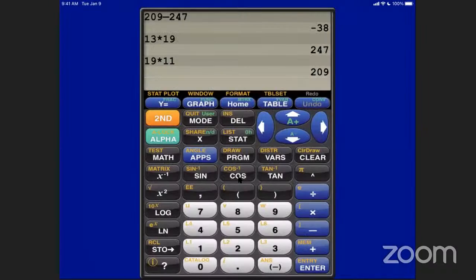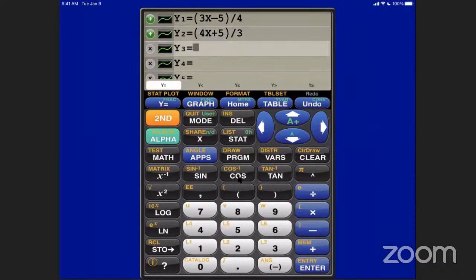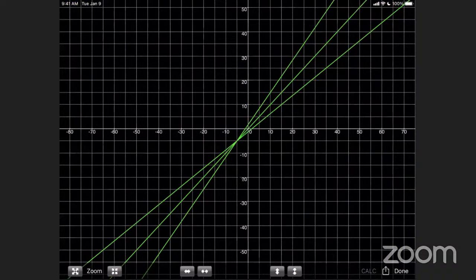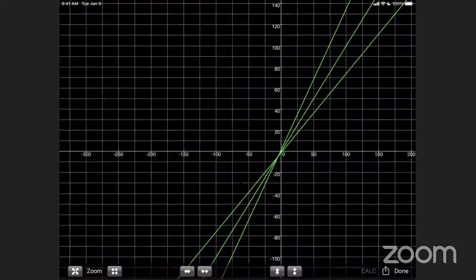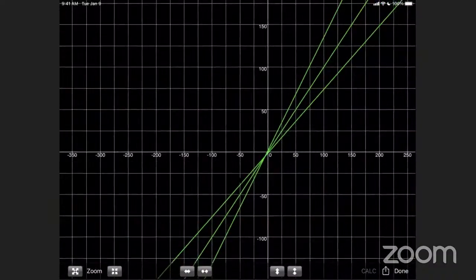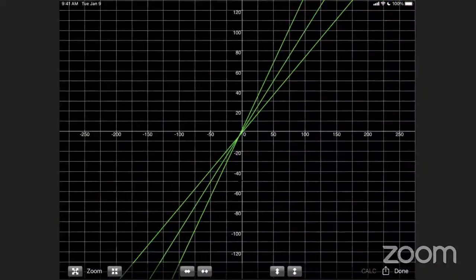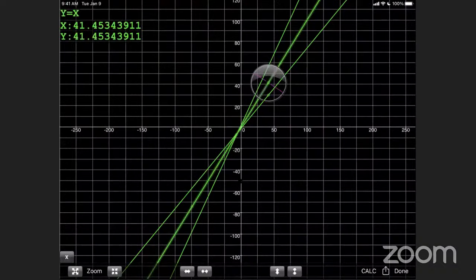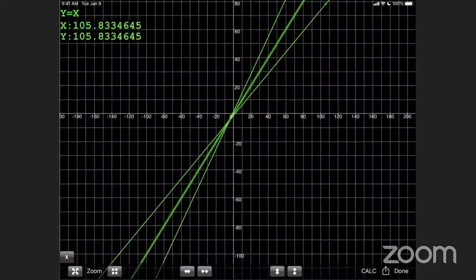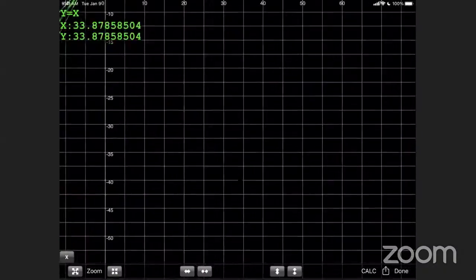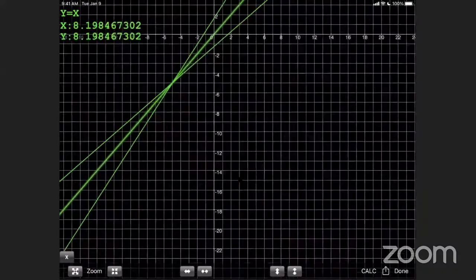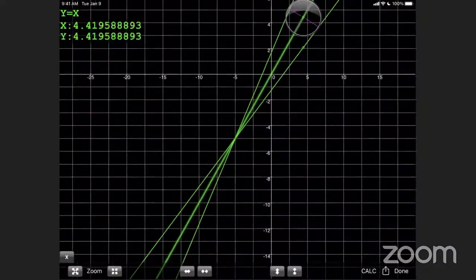So if I also put y equals x into it, the line y equals x, and I graph that as well. You see that middle line right there? Those two other lines are symmetric, or are reflections over the line y equals x. And the way you can tell that is if you go to the point where they intersect, all three of those lines are going to intersect at the same place.